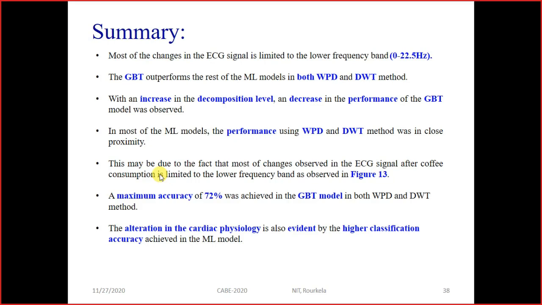I just said that the alteration in the cardiac physiology is also evident from the higher classification accuracy achieved by these machine learning models.